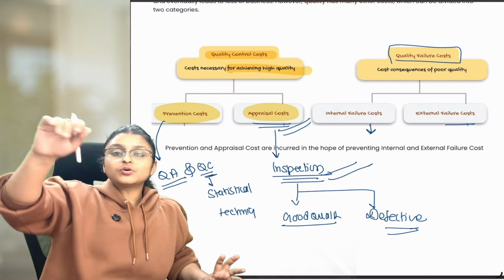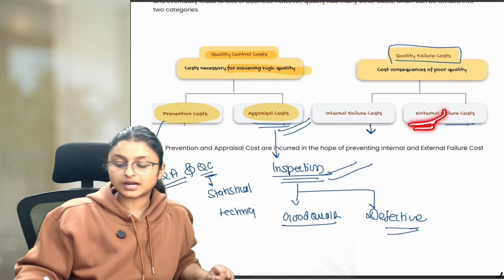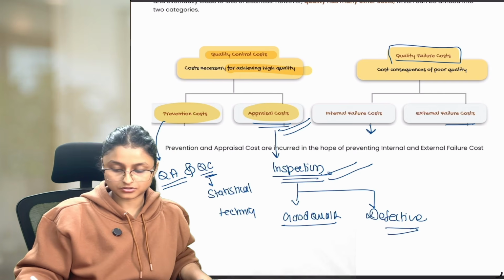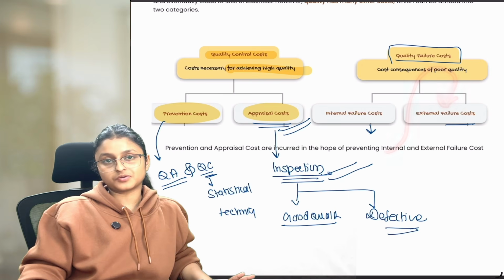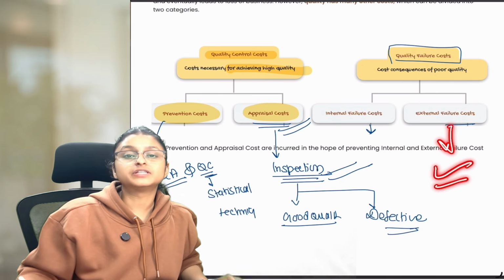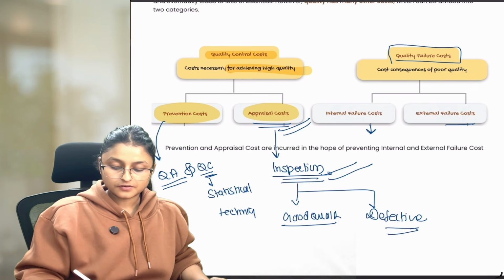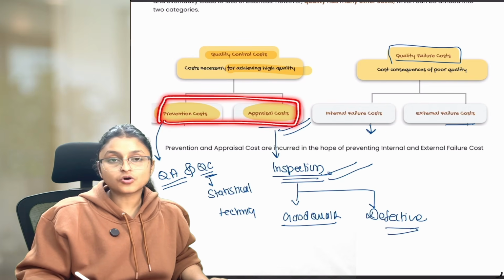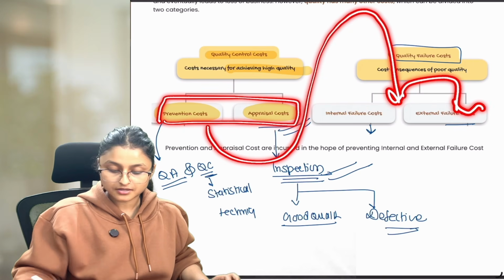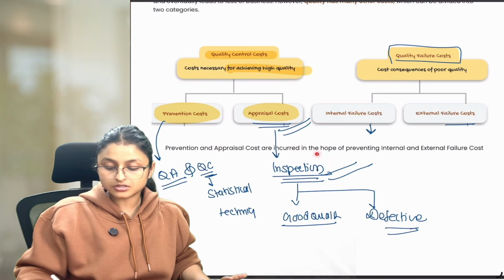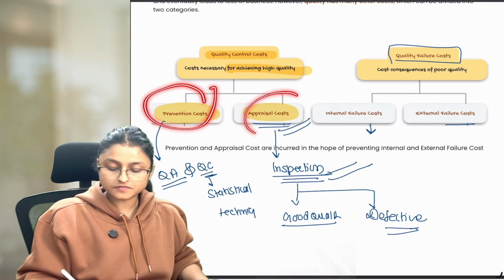If the product went to the customer, that means it has gone out of our organization, and that is why we say it is external failure cost. Now that defective product has reached the customer, what all costs will we incur? That is treated as external failure cost. Now think about it. We incur prevention and appraisal costs in the hope of preventing internal and external failure cost, right? Now let's understand each of them in a detailed manner.